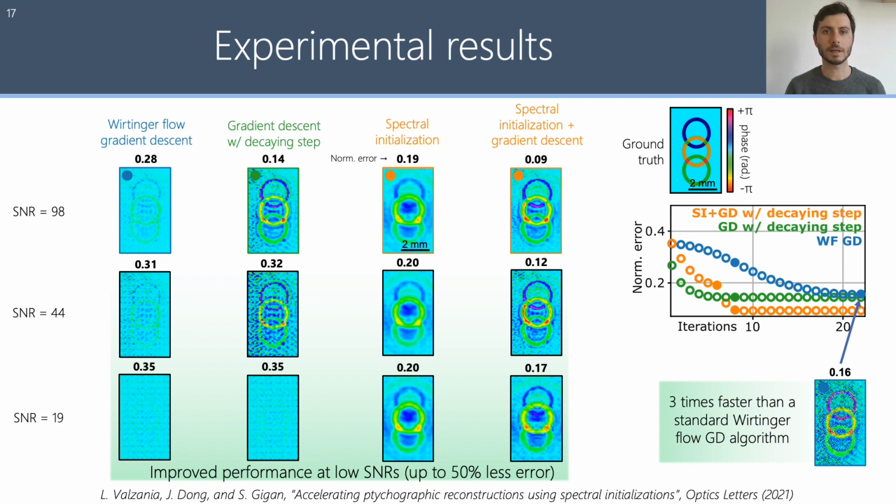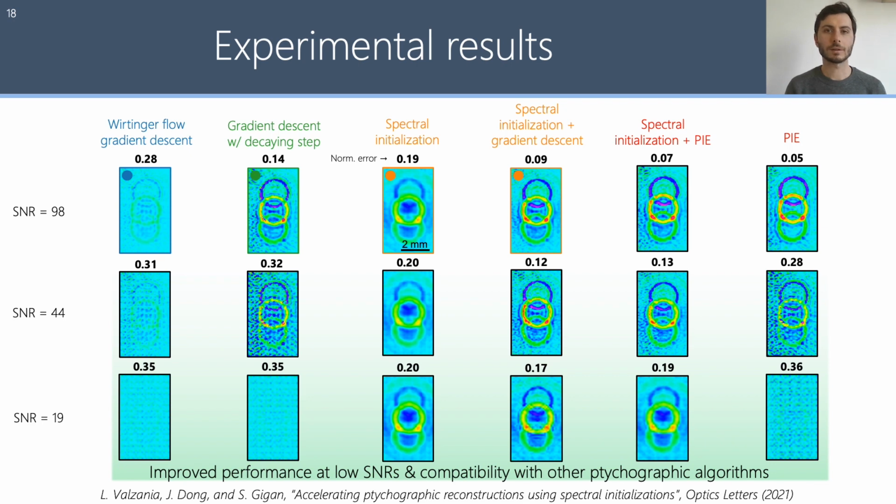More interestingly, we found out that the spectral initialization proves crucial to reconstruct datasets at low signal-to-noise ratio, where extracting useful information out of the noise level turns out to be more challenging. In particular, we observed a reduction of the error by a factor of 2 at the lowest signal-to-noise ratio.